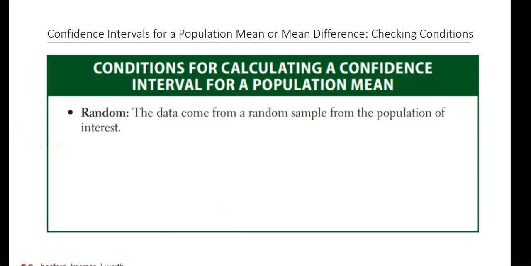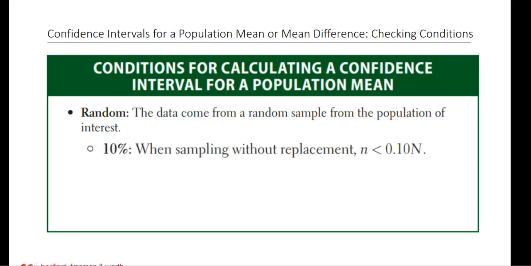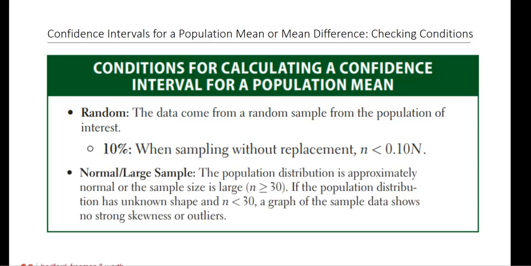A random sample, or if it's an experiment, random assignment. Less than 10%, same as what we're used to. When it's means, the central limit theorem takes over. So we need a sample size of at least 30, or a graph that doesn't have strong skewness or outliers. It has to look somewhat symmetric. We're kind of loosey-goosey about that, but if n is smaller than 30, the graph has to be somewhat symmetric-ish with no strong skewness.